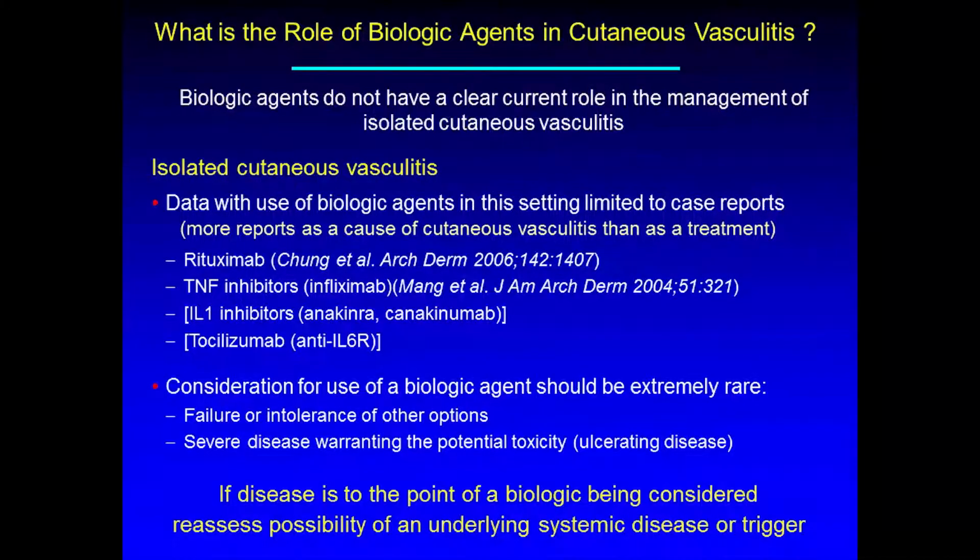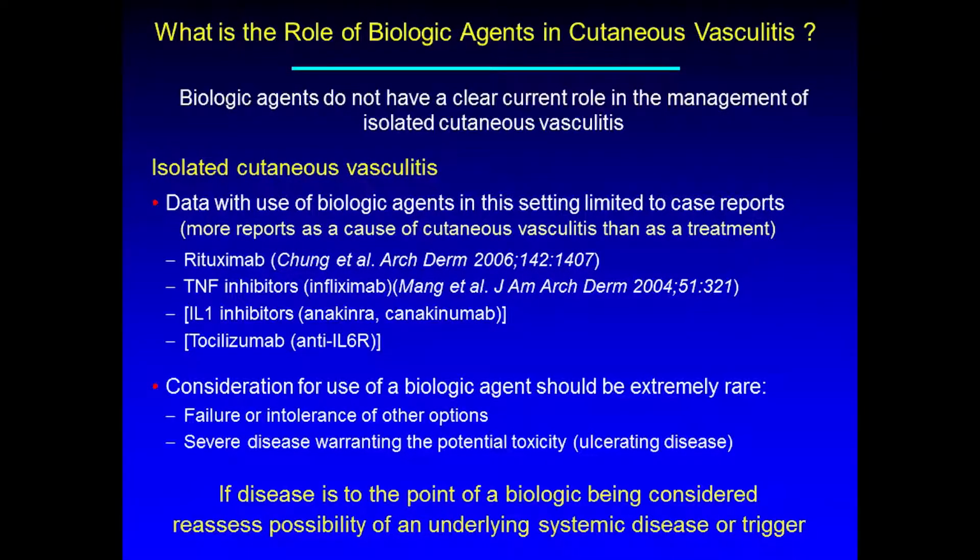So what about those patients that have isolated cutaneous vasculitis? Biologic agents really do not have a clear and current role in the management. When we look at the data, the use is limited to case reports, and if you do a PubMed search, you're much more likely to find case reports where biologic agents have been a cause of cutaneous vasculitis rather than a treatment. But we can still find some reports with the use of rituximab, TNF inhibitors, and to a much lesser degree IL-1 inhibitors and tocilizumab.